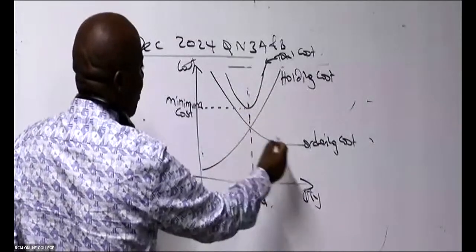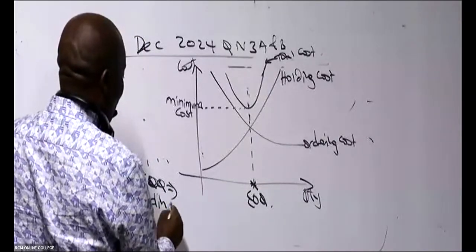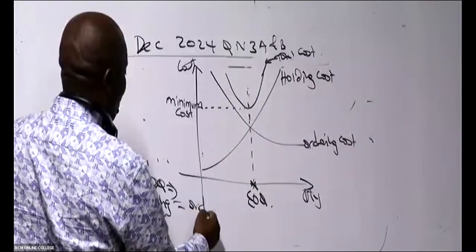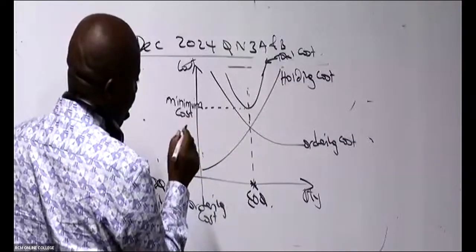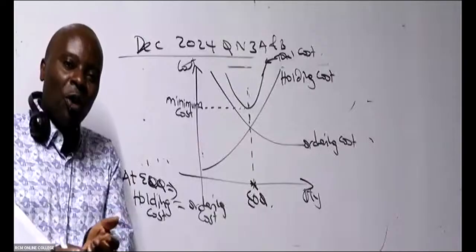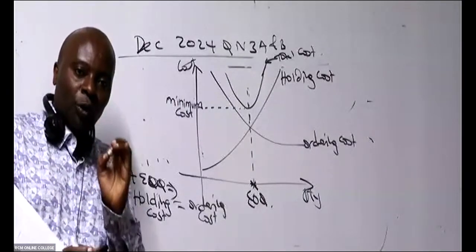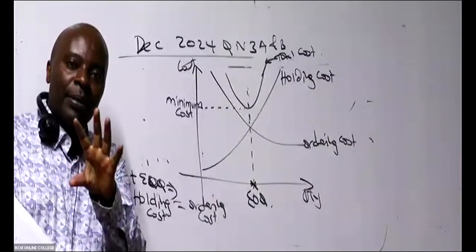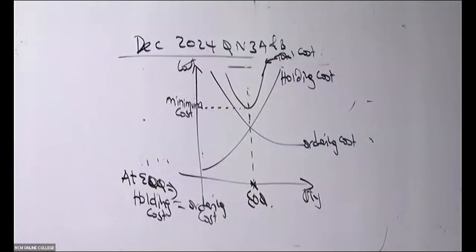holding cost should be equal to ordering cost. Always. Holding cost shall be equal to ordering cost. That is why we were getting holding cost of 3,999 because of rounding off errors. That will be 4,000. And also ordering cost was 4,000. The two shall always be the same at EOQ.